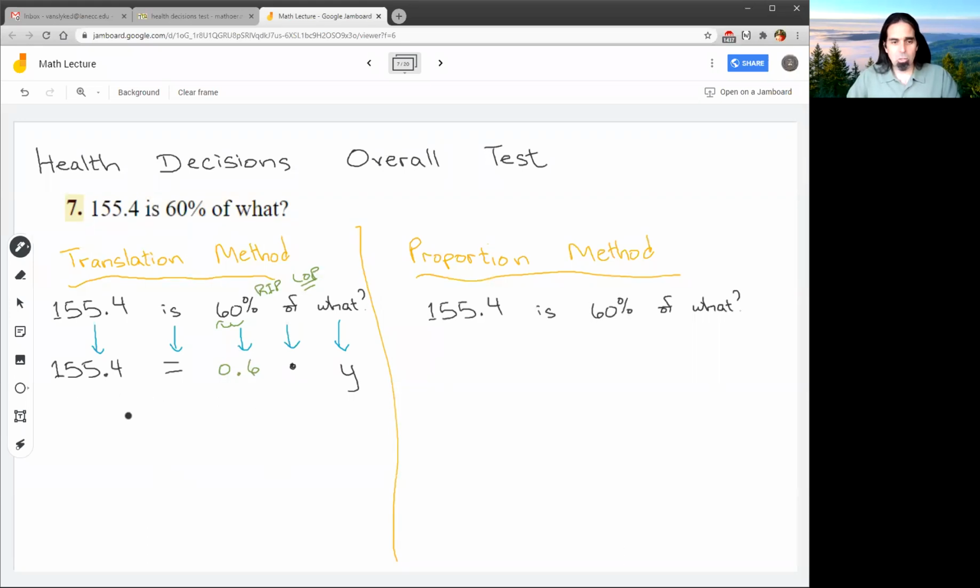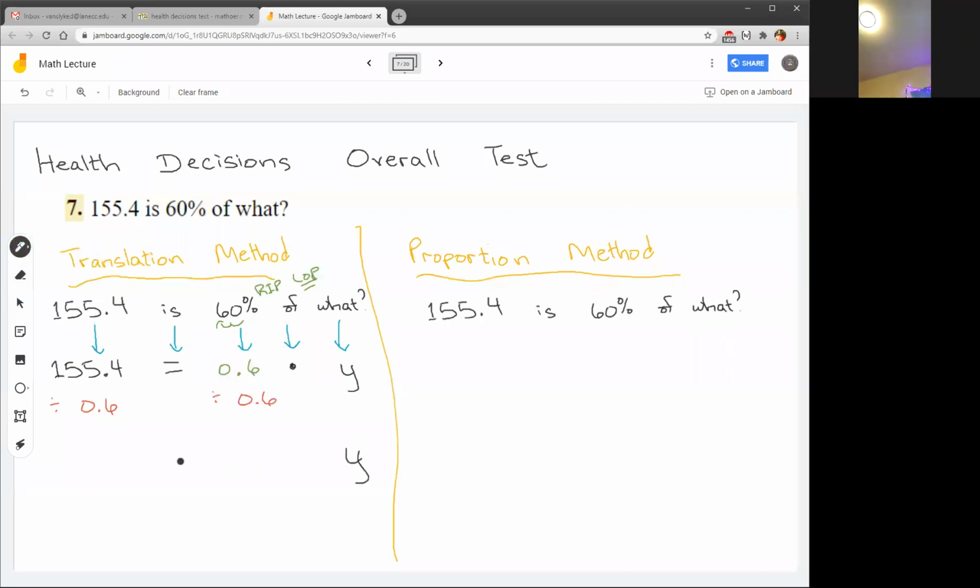Okay, now we have one of these equations. Something is something else times y. How do I get y by itself? Well, the opposite of a times 0.6 is going to be a divided by 0.6. And if I do something to one side of the equation, I have to be fair and do it to both. So that gets y by itself. And what is 155.4 divided by 0.6? I'm getting 259.